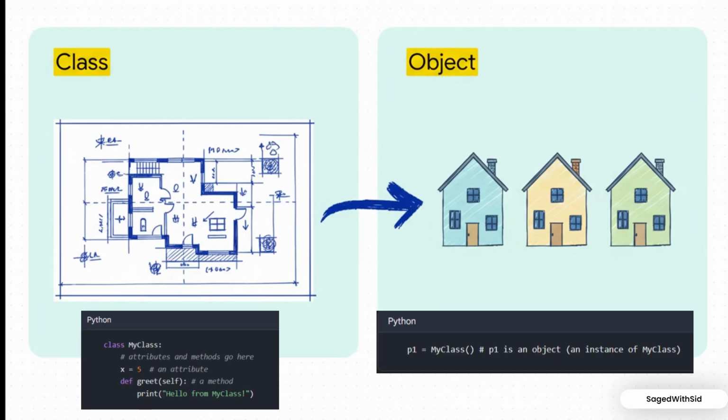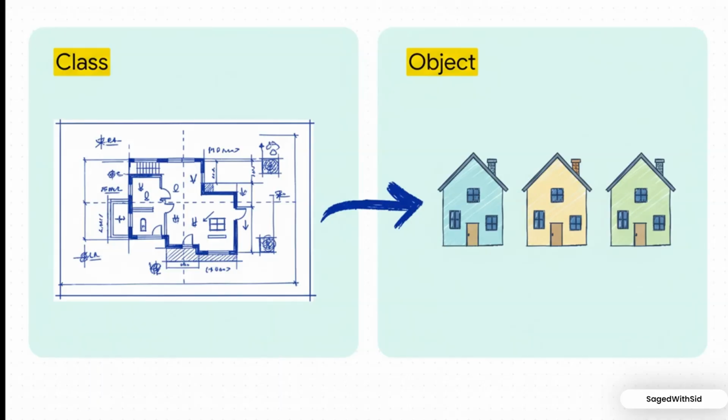Now, the most crucial thing to get here is the difference between a class and an object. The best analogy, and you'll hear this a lot, is that a class is the blueprint for a house. It defines all the properties a house should have. The object, on the other hand, is the actual house you build from that blueprint. You can build tons of houses, tons of objects, all from that one single blueprint.